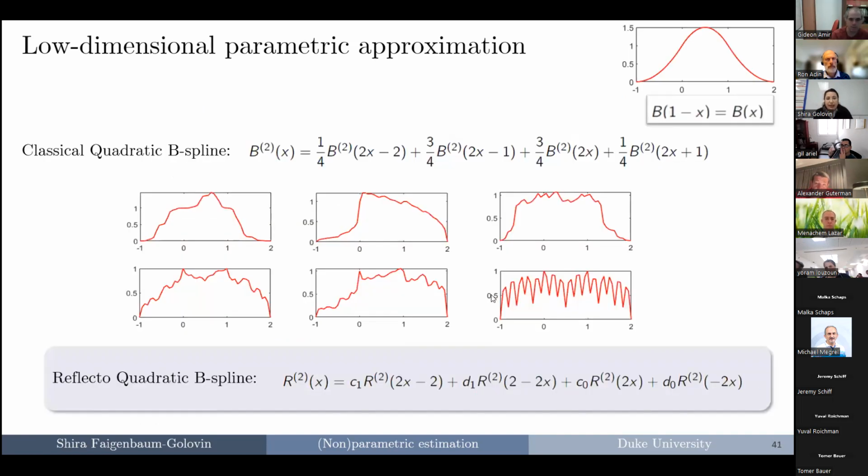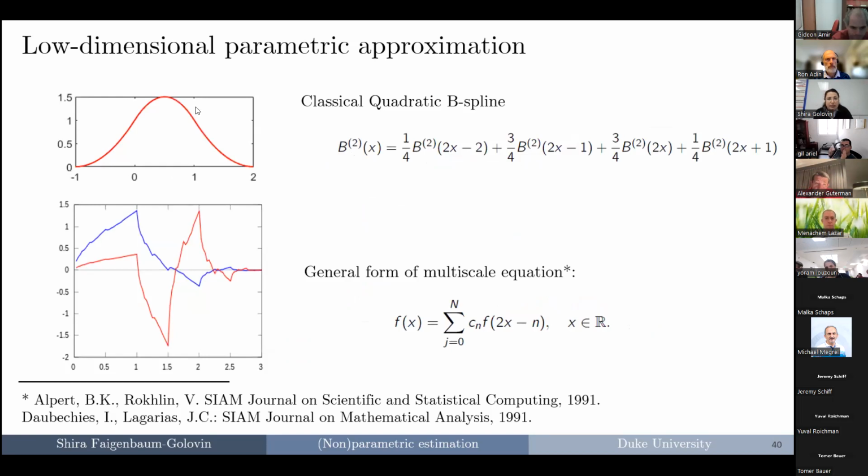Right. Exactly like in the classical B-splines, we know those coefficients. There are some constraints on the coefficients. You can see already one constraint, that some of them sum up to 1.